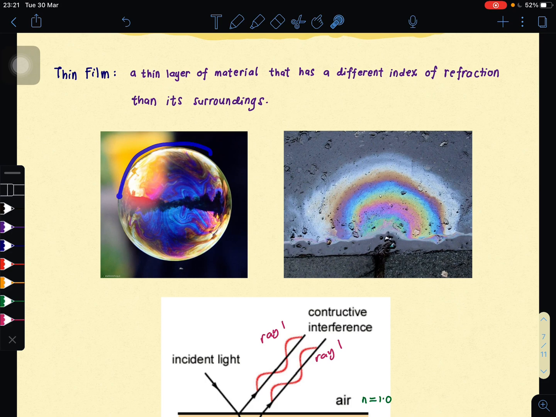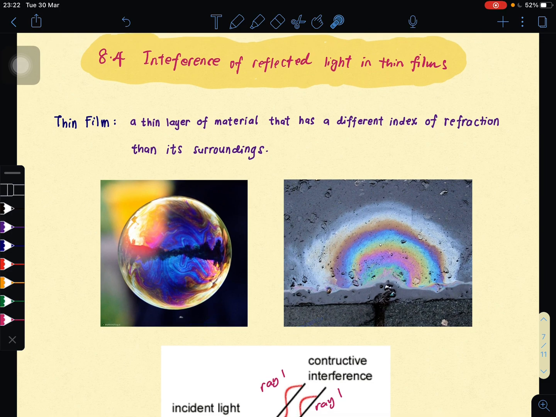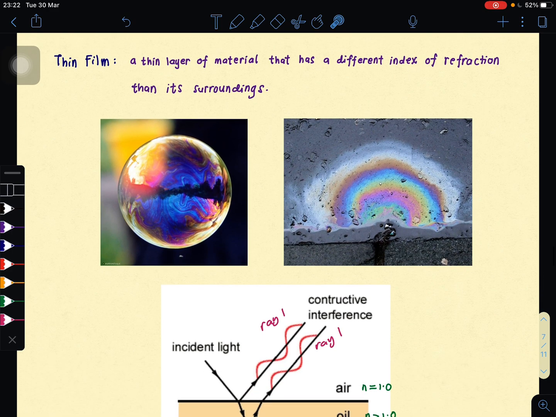On the surface of this soap bubble, you can see different colors. And the second picture, usually you see this on the ground where we have oil covering up the surface of the ground. These two pictures are actually examples of interference of reflected light. So how does this happen?